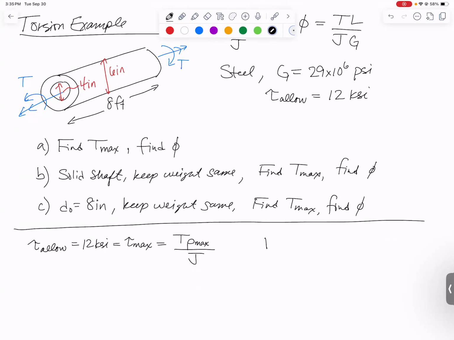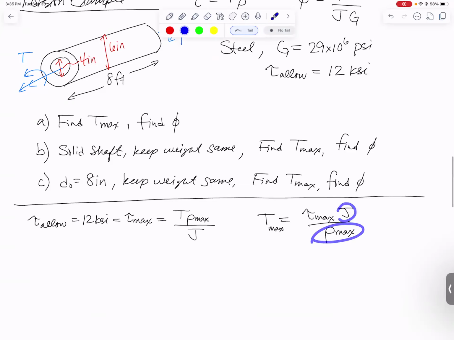So rearranging, the maximum value of T is going to be equal to tau max times J over rho max. There's my equation rearranged. I know tau max is 12 KSI. I know rho max is 3 inches. I need J for this problem.